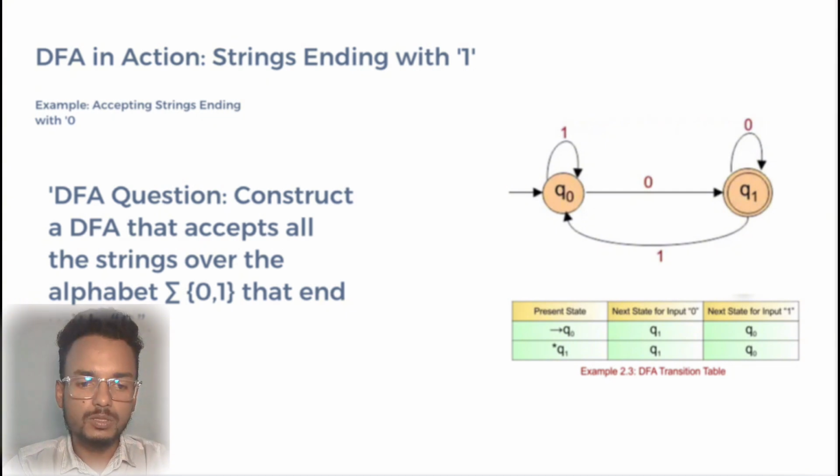From Q0, input 1 keeps the DFA in Q0. Input 0 moves it to Q1. From Q1, input 0 keeps it in Q1. Input 1 moves it back to Q0. So, if the last input symbol is 0, the DFA ends in Q1, which means the string is accepted. The transition table below shows the same behavior in tabular form.